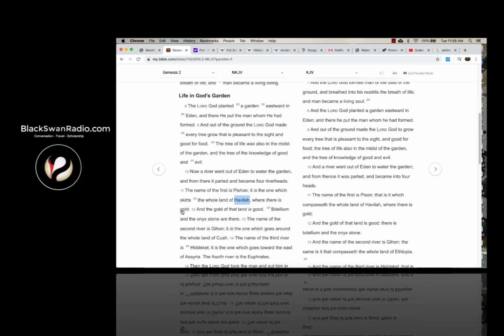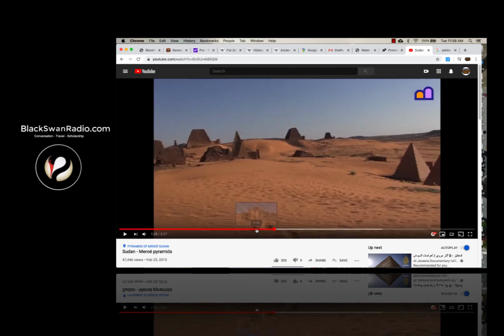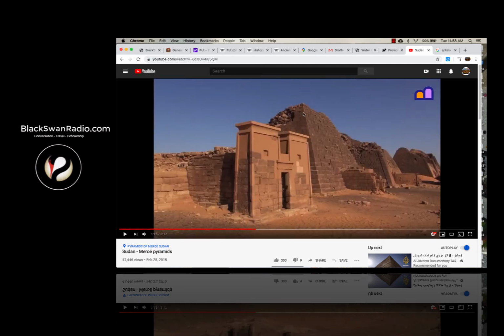This is Genesis 2:11, and gold is mentioned twice. And the gold of that land is good. They didn't need to put that there, right? But they're telling you that the gold of that land is good. That is the reason these pyramids are missing their heads. Roman explorers that rebranded themselves as Italians, no disrespect, came in and looted the tombs for gold.